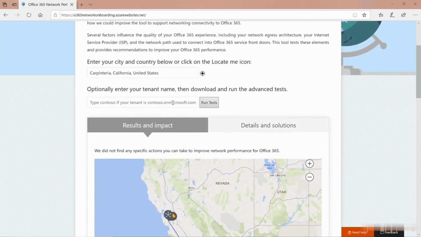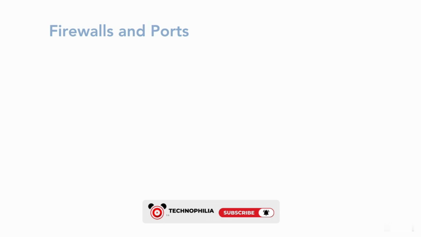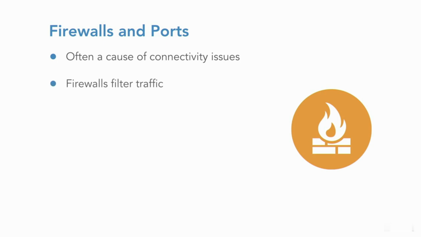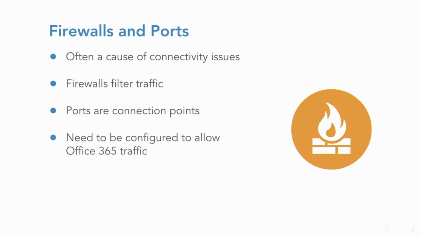Many issues with Office 365 can be traced to connectivity issues caused by firewalls and ports. The role of a firewall is to provide network security by filtering incoming and outgoing network traffic. Therefore, you'll experience issues if your firewall has not been set up to allow Office 365 related traffic. Ports act as connectivity points which also need to be managed to allow access.